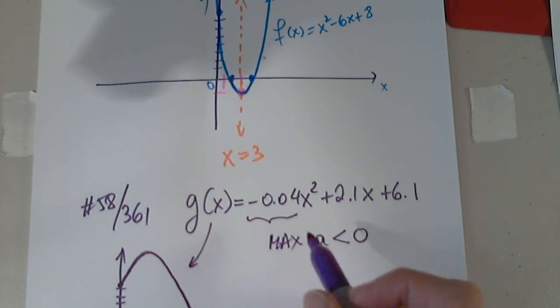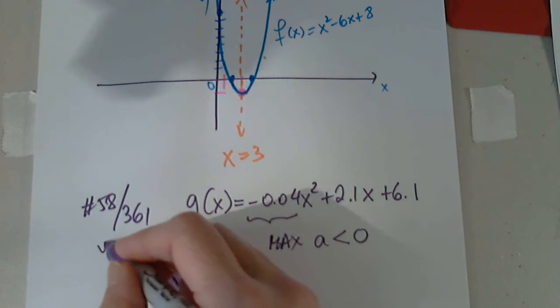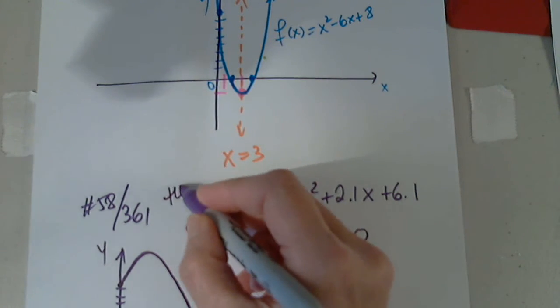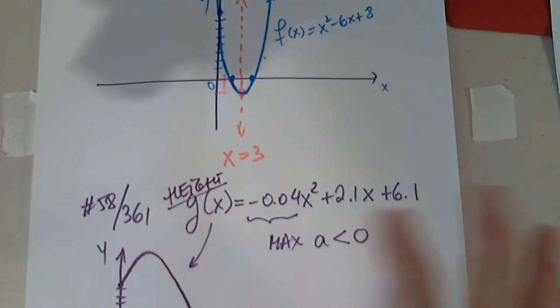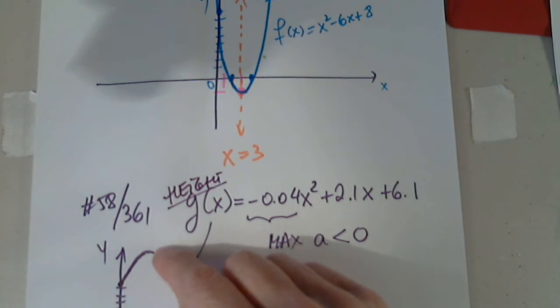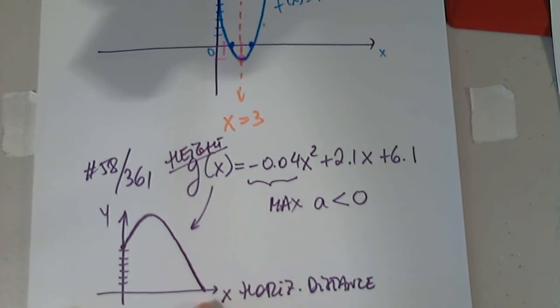Where x is the horizontal distance. And y, or g of x, is the height. So the height of the shot anywhere, when x is this, when x is this, when x is this. So this function gives us the height at any point, from the moment we throw it up in the air till the moment it hits the ground. Okay, let's see what they want.